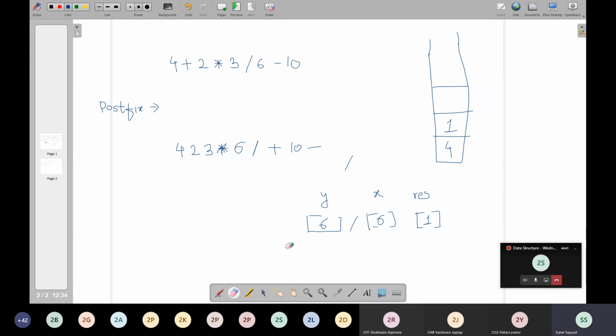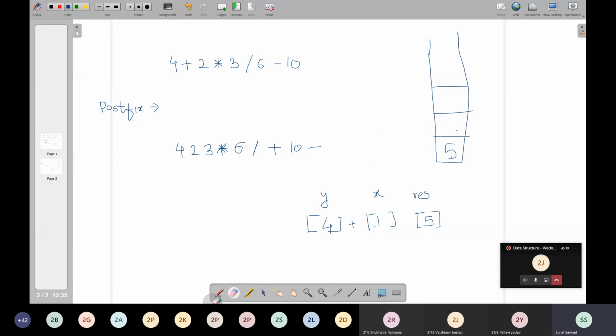Next thing that will scan is plus. For plus again pop will happen. 1 will be treated as x. 4 will be treated as y. 4 plus 1 result will be calculated as 5. And this 5 will be pushed on the stack.